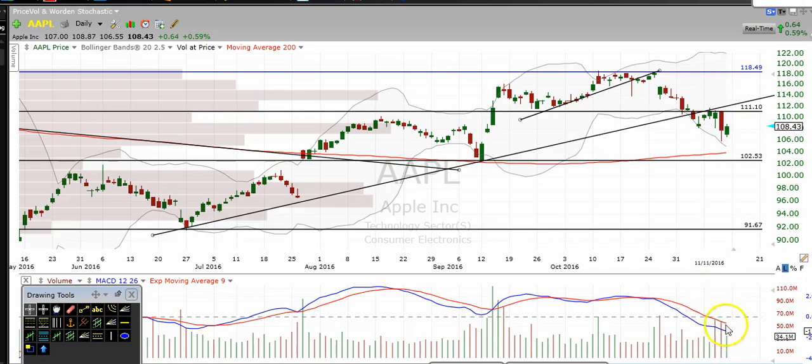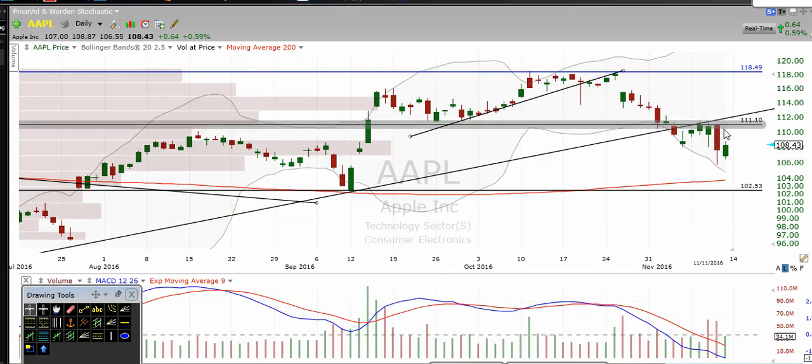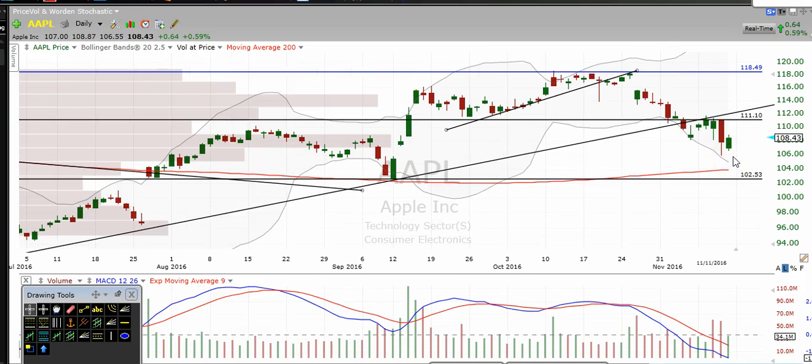You can see the last few days have had heavier volume, so there's quite a bit of sellers here. So now this 111 mark is going to be that resistance level that if you're short Apple, you want to see Apple hold below. So 111 is going to be resistance, and then the best support that we have for Apple is going to be down here near 102.50 approximately.